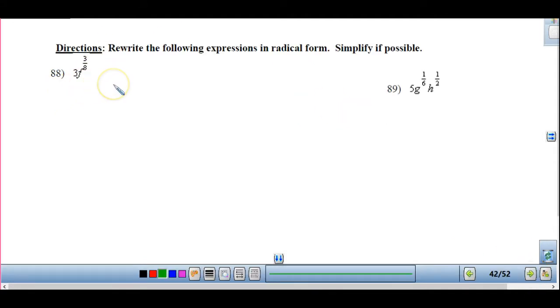Okay, so now we've got to do it the other way. What was it? We have, so 3 doesn't have an exponent on it, so that stays there. And then the root here is f to the top, which is 3, and bottom goes on the outside. Okay, here 5 stays. We have the 6th root of g, and then it's just a square root of h, and it just stays just like this. There's nothing else to simplify.